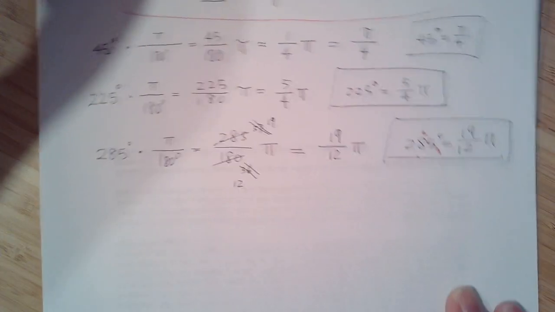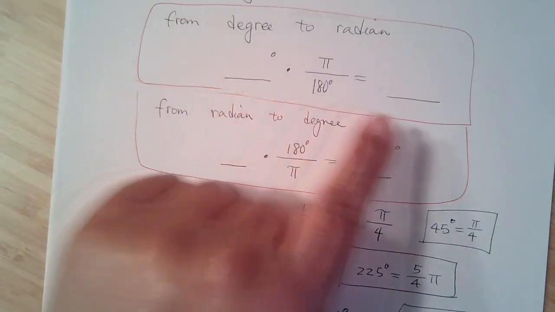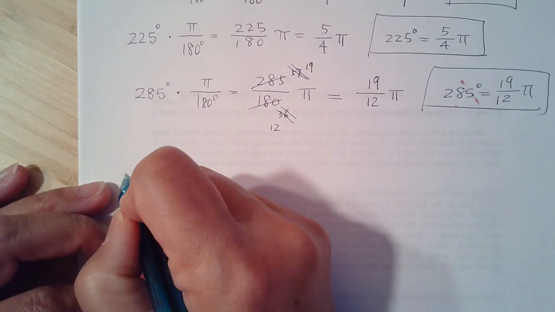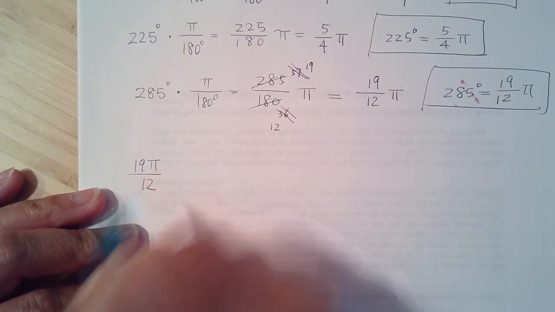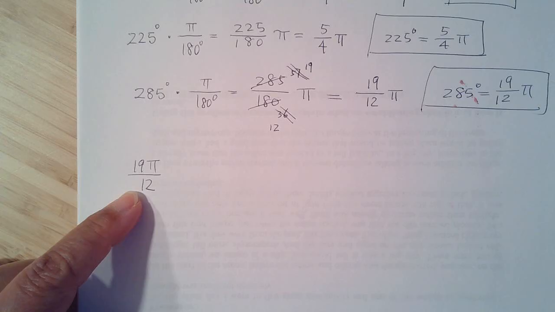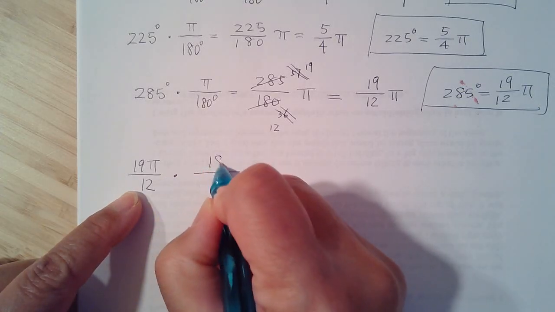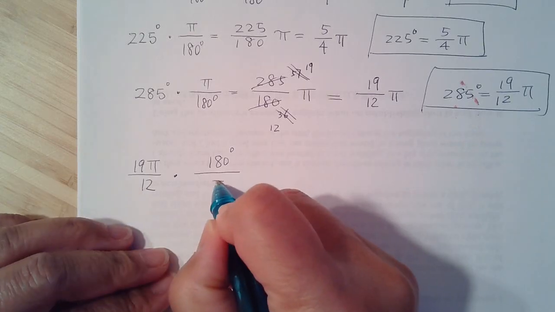That's the exercise going this way, from degree to radian. Let's do something about here, from radian to degree. Let me give you 19 pi over 12. This is the measure in terms of radian. And then when you want to convert that into degree, you want 180 degree on top, because you want to keep that degree over pi.